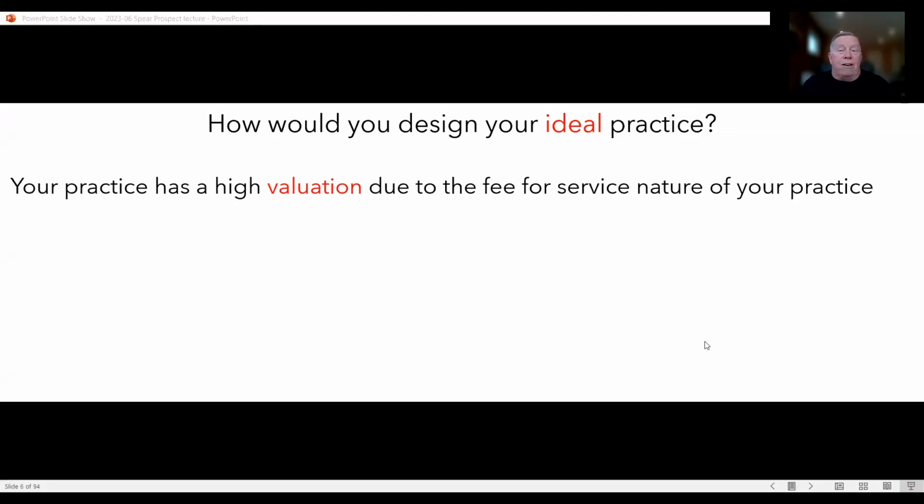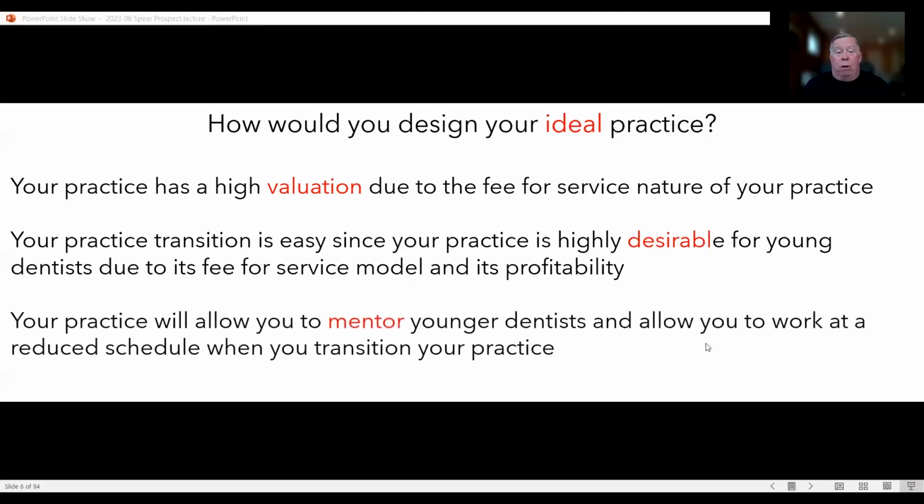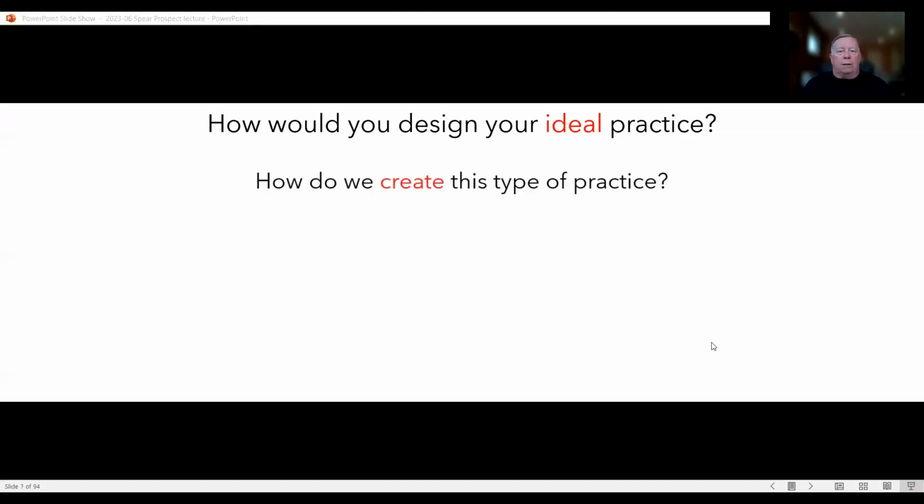Your practice is going to have a high valuation due to the fee-for-service nature of your practice. Your practice transition is really going to be easy since it's going to be a highly desirable practice for young dentists because it's fee-for-service and it's profitable. And this type of practice is going to allow you to mentor younger dentists and allow you to work at maybe a reduced pace as you transition your practice.